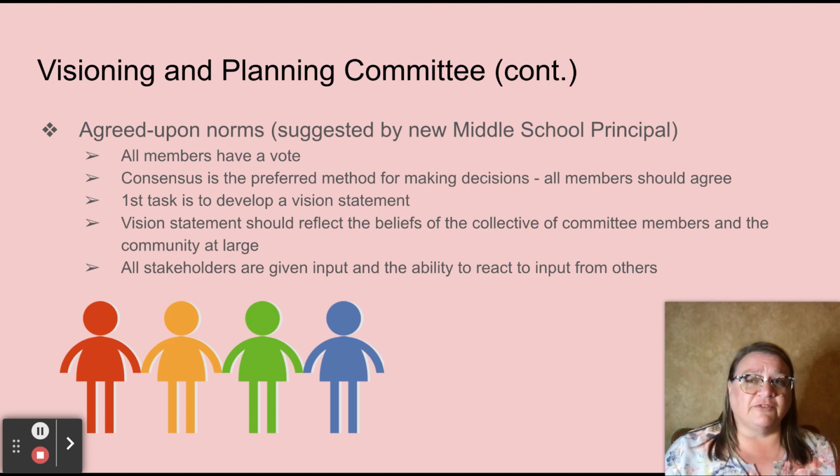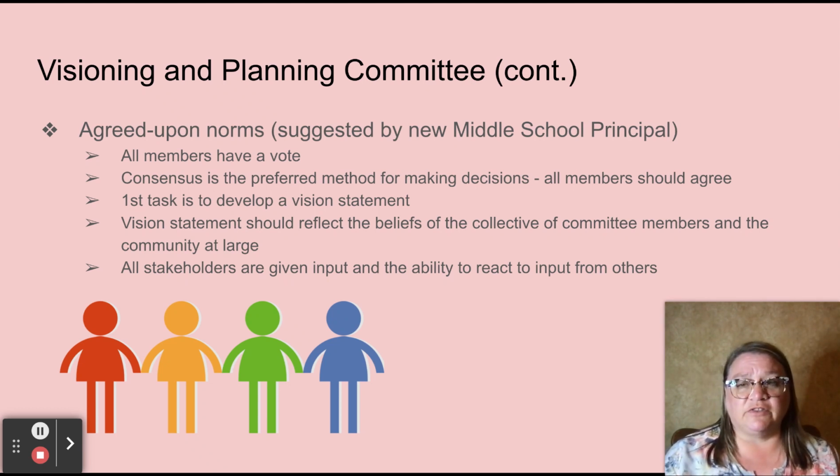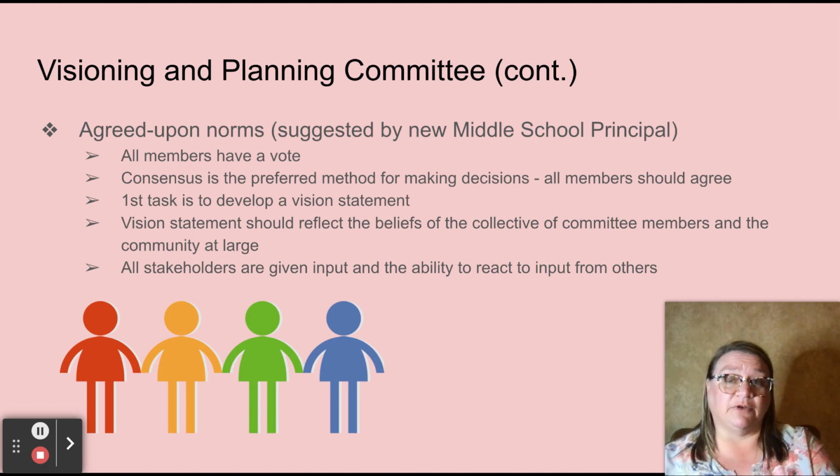Okay, the norms for the Visioning and Planning Committee were suggested by the middle school principal and then agreed upon by the committee members. Those norms include that all members should have a vote, that consensus is the preferred method to make decisions, and all members should agree. The first task is going to be to develop a vision statement, and the vision statement should reflect the beliefs of the collective of the committee members as well as the community at large, and that all stakeholders are given input and the ability to react to input from others.